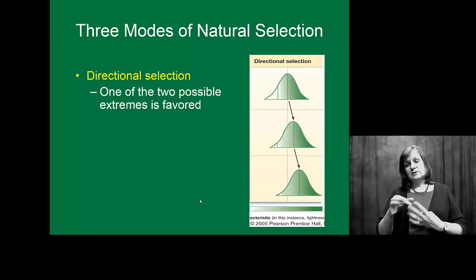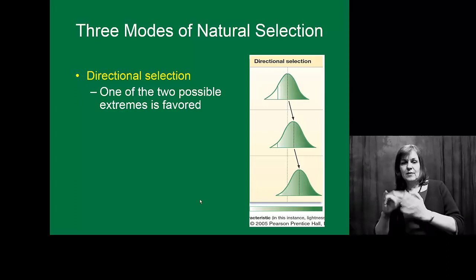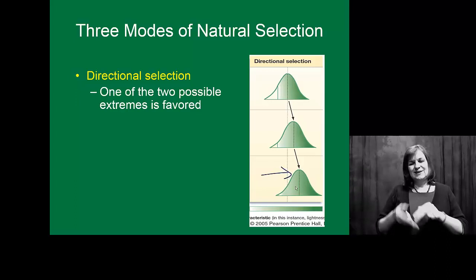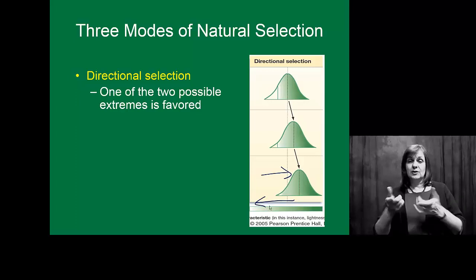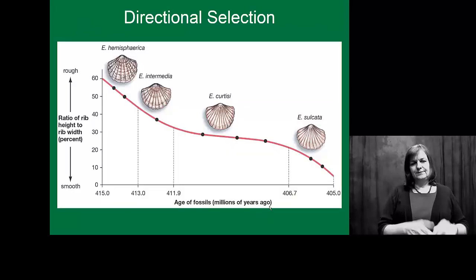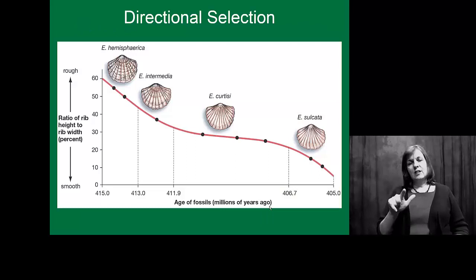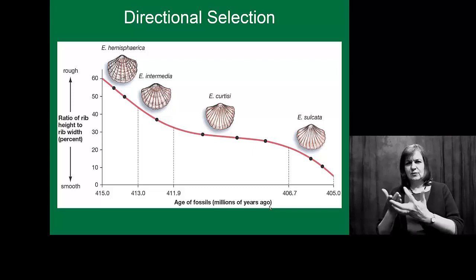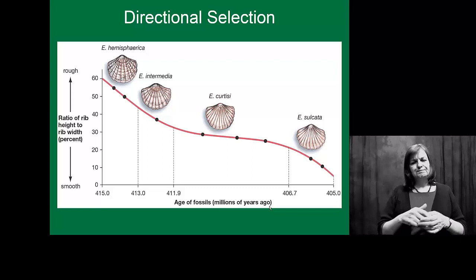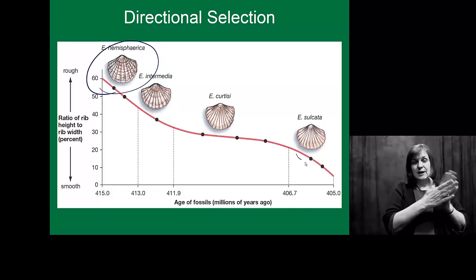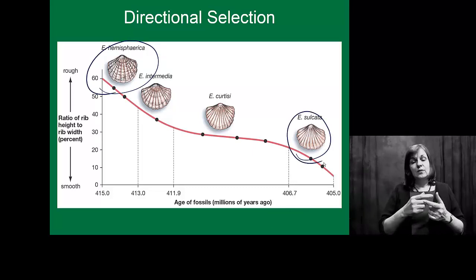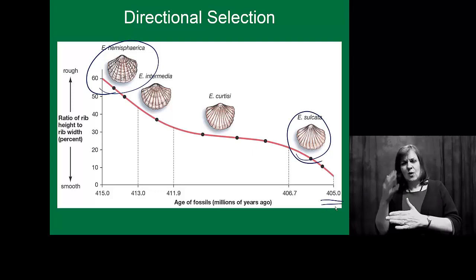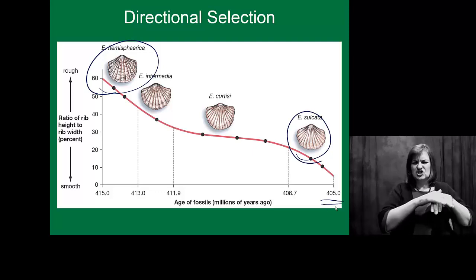Directional selection, on the other hand, means that one way is favored or another. Now, it's showing you in this case kind of an increase, but a decrease could also be favored. So in directional selection, in this case, they were looking at the changes in a fossil record, so how these shells changed over time. And what they found was they actually started to shift away from this idea of being very, very rough to being very, very smooth.